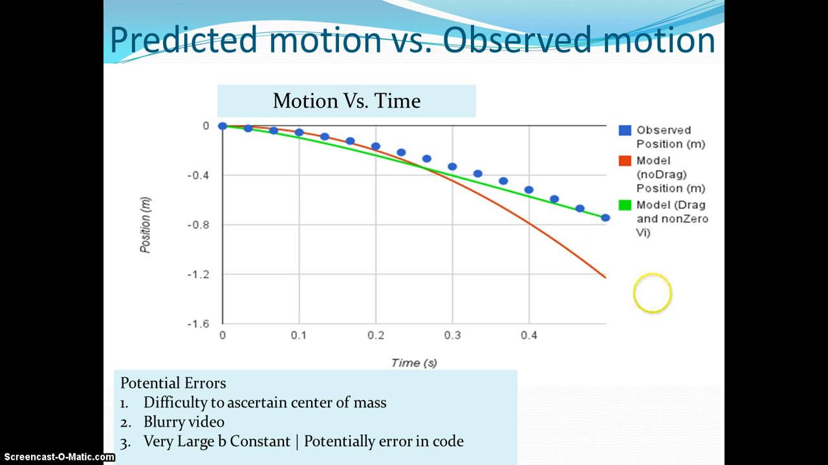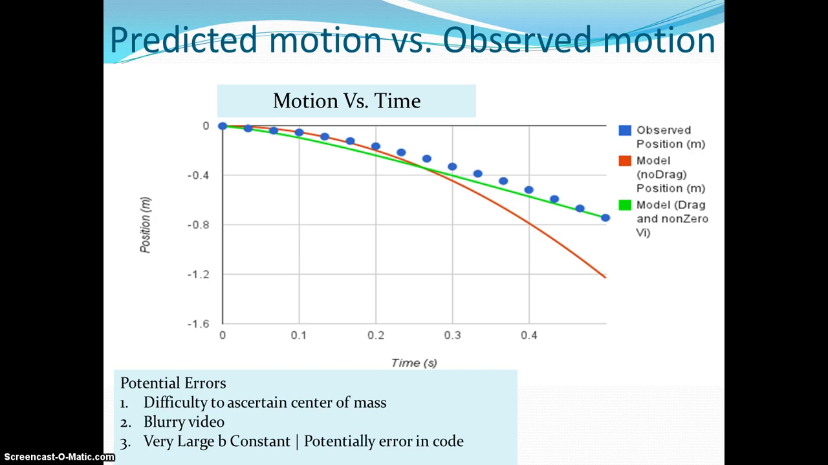And what we find is by adding in those two things, this green line, our model that has drag and non-zero initial velocity, is much, much closer than our model that has no drag and an initial velocity of 0. But even still with that, we still noticed a large amount of error. Some reasons for this: first, it was very difficult to ascertain the center of mass from the video. When the frisbee was falling, it was very blurry.